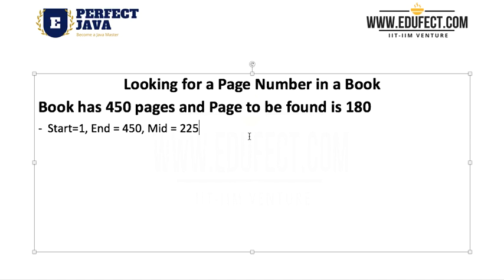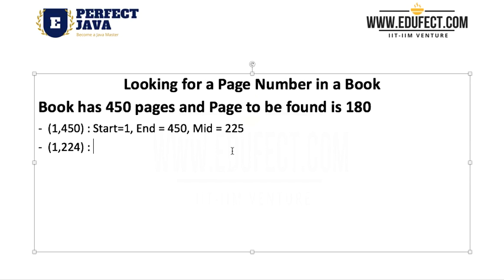Notice there is a pattern in a book. What is the pattern? The pattern in a book is that all the page numbers are ordered. So page number 20 will always come before page number 30, and page number 100 is after page number 80. So because we opened the book at 225, the page we're looking for will be to the left. Initially we were looking at 1 to 450. Now it will be between 1 and 224. Why 224? Because we opened 225 and that was not our page.